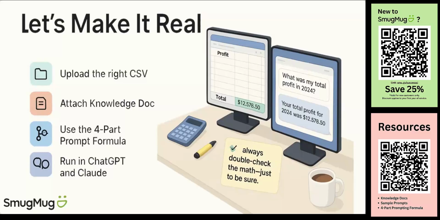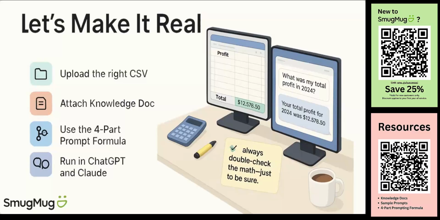So for each example, I'll upload the right CSV, either the summary or the detailed, attach the matching knowledge document, use the 4-part prompt formula we just covered, and show you the results in both ChatGPT as well as in Claude. I'll do my best to call out when each tool shines and where one might give you better formatting or context than the other, depending on what you're asking. But first, just a quick pro tip that's helped me catch mistakes early on.